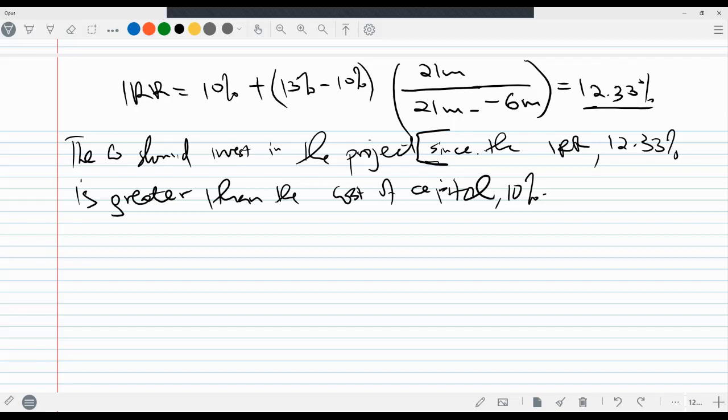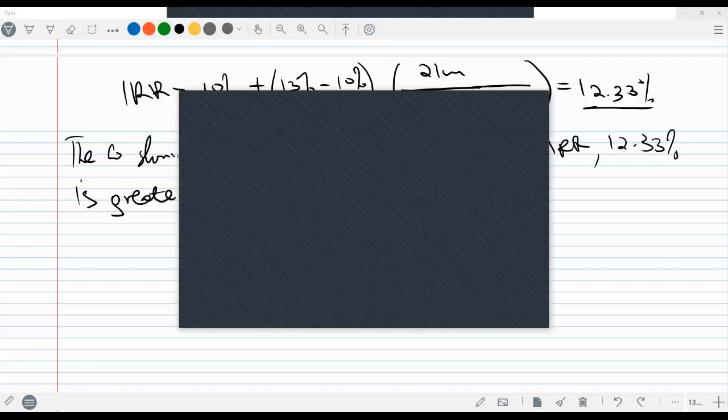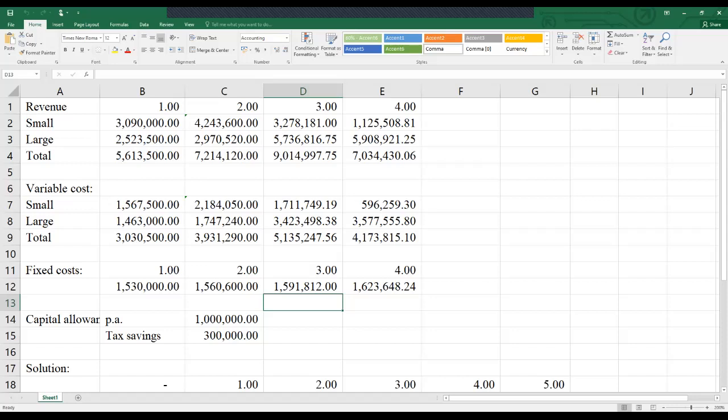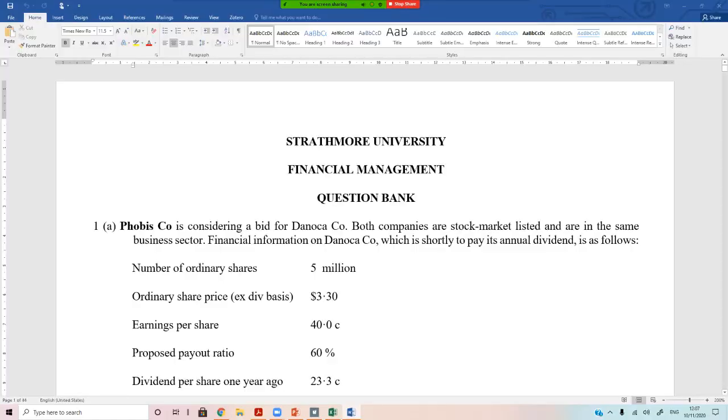So anyway, going back to the B2K company, the one we did yesterday, I'm not sure the examiner asked us to get the NPV or the IRR, but I think the examiner actually asked us to do that. Let me see the question again. I think in part B, the examiner asked to get the IRR. What is this?